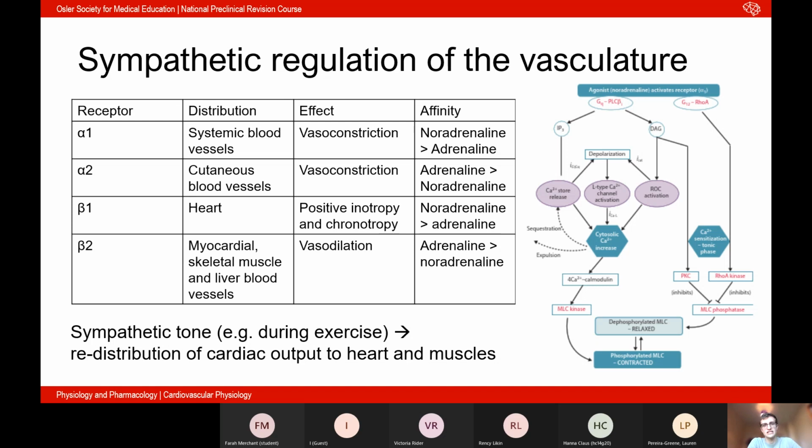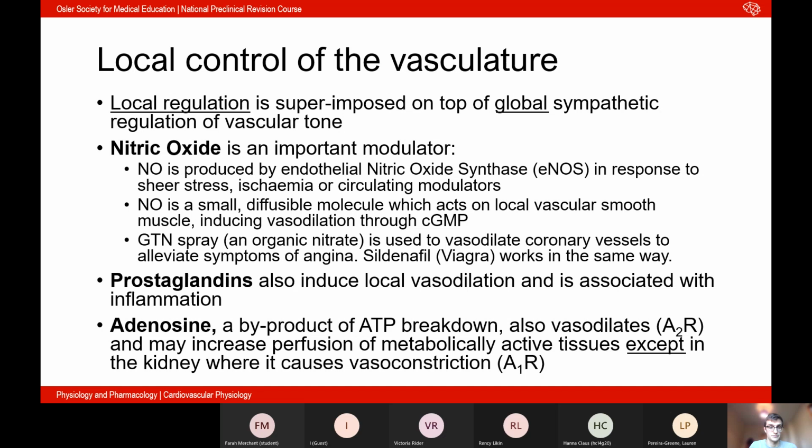And all the while, this vasoconstriction increases your blood pressure in the systemic circulation to increase the perfusion of all tissues, particularly those key critical tissues, the heart and muscle. You also get some local regulation of blood vessels, which is independent of the nervous system. And here are some important mediators involved in that.